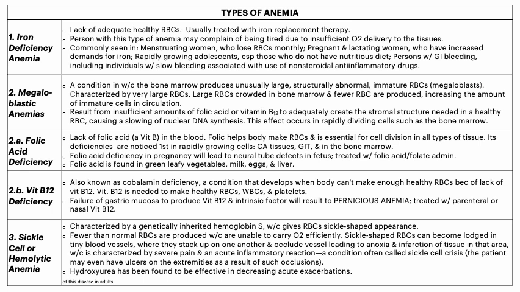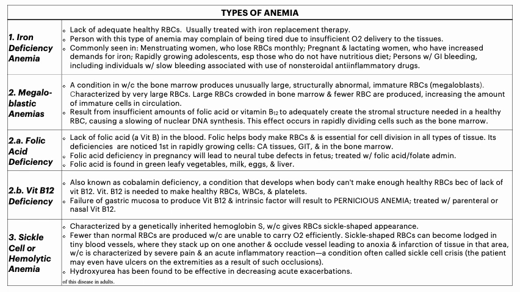Iron deficiency anemia is a lack of adequate healthy RBCs, usually treated with iron replacement therapy. Persons with this type of anemia may complain of being tired due to insufficient oxygen delivery to the tissues. This is commonly seen in menstruating women who lose RBCs monthly, pregnant and lactating women who have increased demands for iron, rapidly growing adolescents, especially those who do not have a nutritious diet, and persons with GI bleeding, including individuals with slow bleeding associated with use of non-steroidal anti-inflammatory drugs.